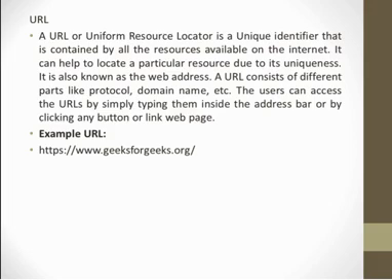And the next we are going to see about the URL. A uniform resource locator is a unique identifier that is contained by all the resources available on the internet. It can help to locate a particular resource due to its uniqueness. It is also known as the web address. A URL consists of different parts like protocol, domain name, etc. The users can access the URL by simply typing it inside the address bar or by clicking any button or link on a web page.